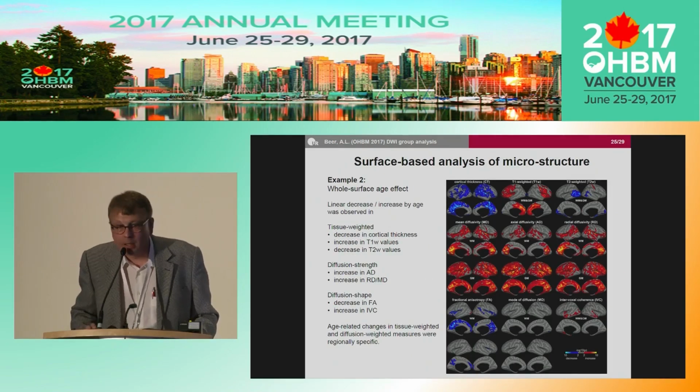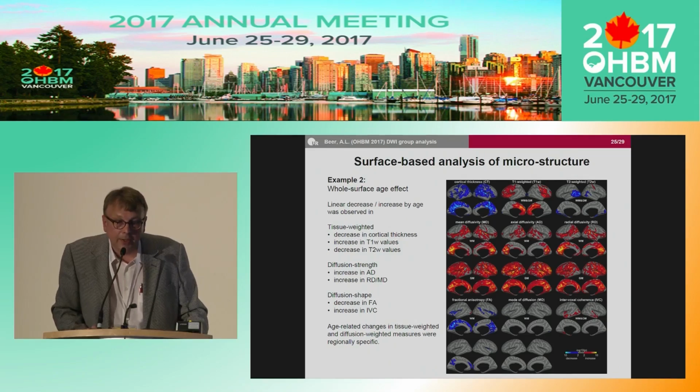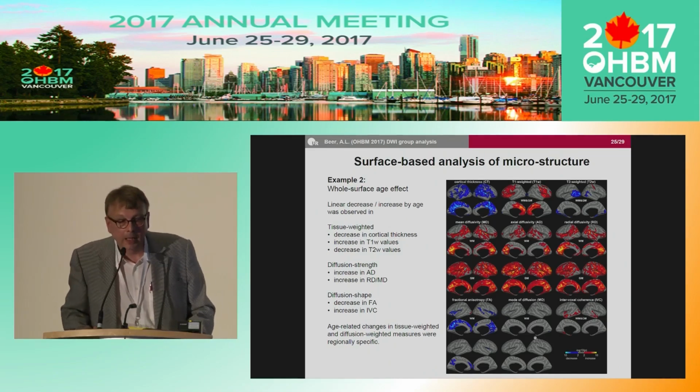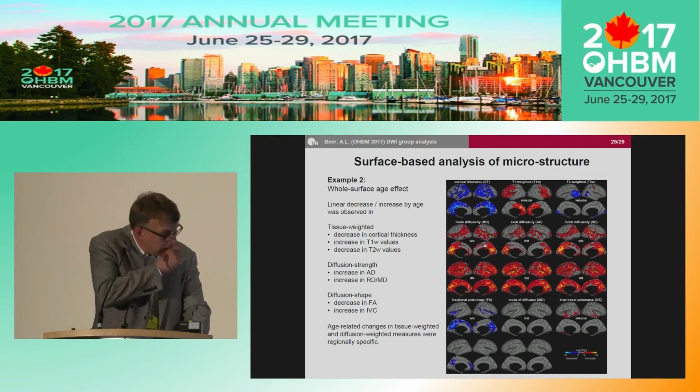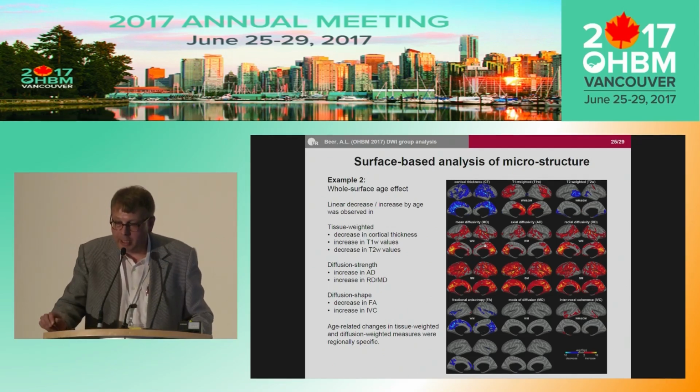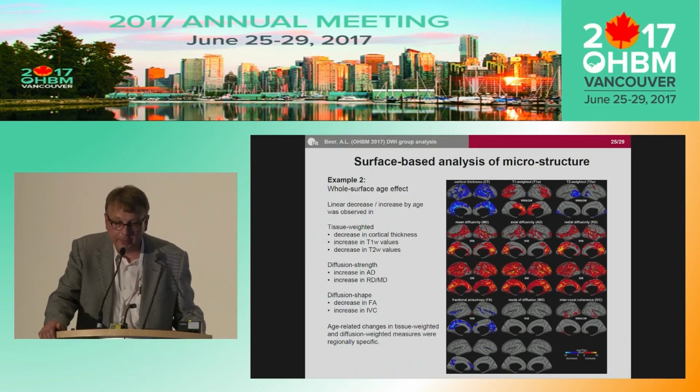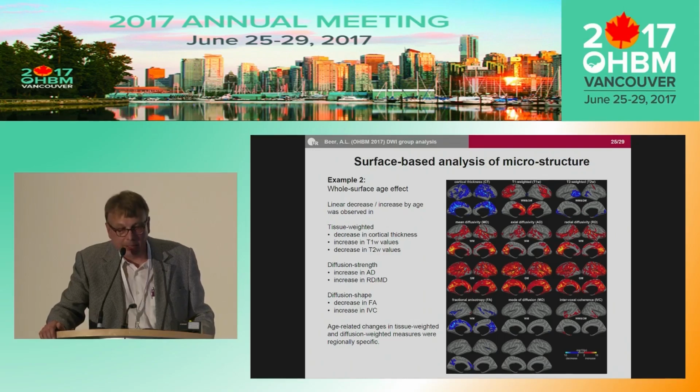This is now a map of the changes due to aging, for four different diffusion properties: mean diffusion, axial diffusion, radial diffusion, and fractional anisotropy. We can see that this change is substantial. It's almost a little bit scary.